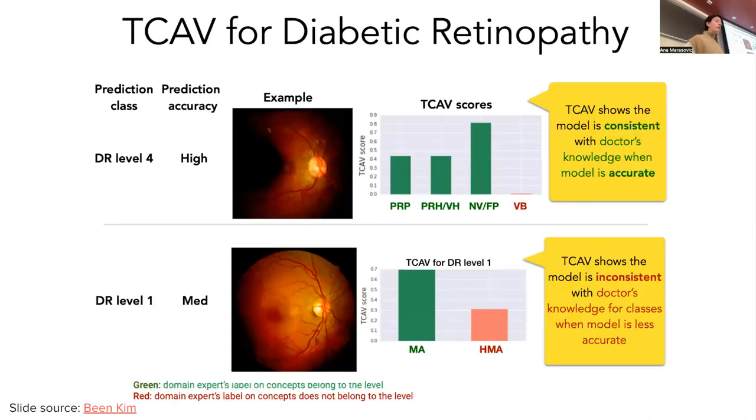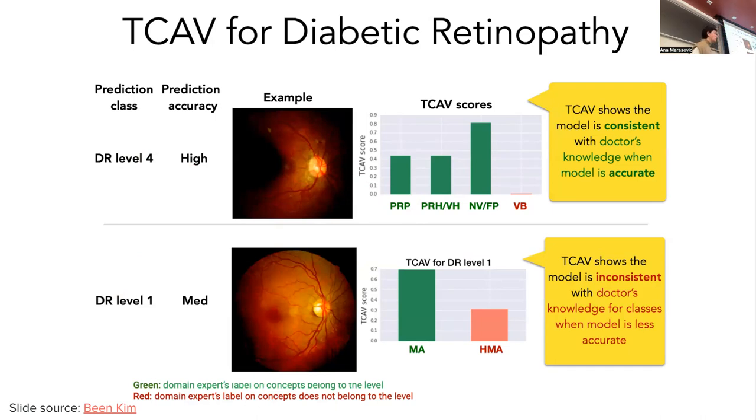And finally, one nice example of this we have seen is for this actual medical task of predicting whether a patient has diabetic retinopathy, which is a type of diabetes related to eyes. In this task, the model gets these kinds of images and needs to predict the level of this condition. So for example, here we have level 4, and in green, you can see concepts that are truly relevant, and in red is a concept that's not relevant.